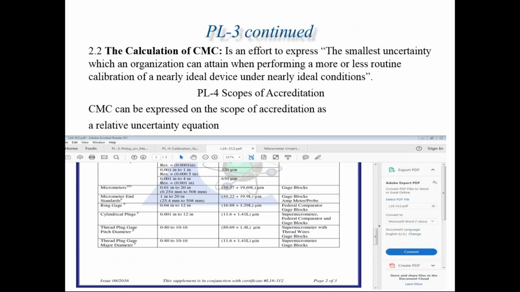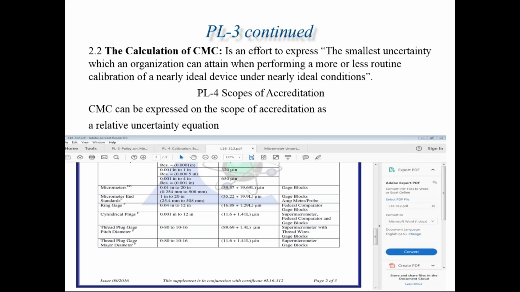The calculation of CMCs is an effort to express the smallest uncertainty which an organization can obtain when performing the more or less routine calibration of a nearly ideal device under nearly ideal conditions. So again, we sort of already specified what a CMC is. It's another name basically for stating an uncertainty, but it is the best uncertainty that the lab can produce. You can always report an uncertainty higher, but can never report an uncertainty lower than what's stated on the CMCs.